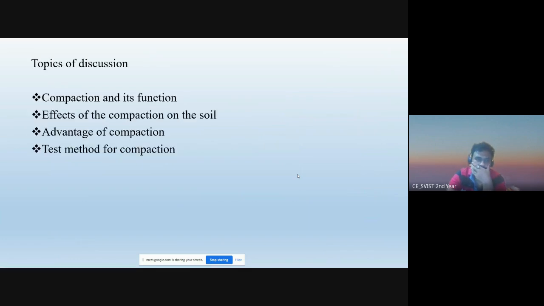Topic of discussion: what is compaction and how it functions, the effect of the compaction of the soil, the advantage of the compaction, and what are the test methods.